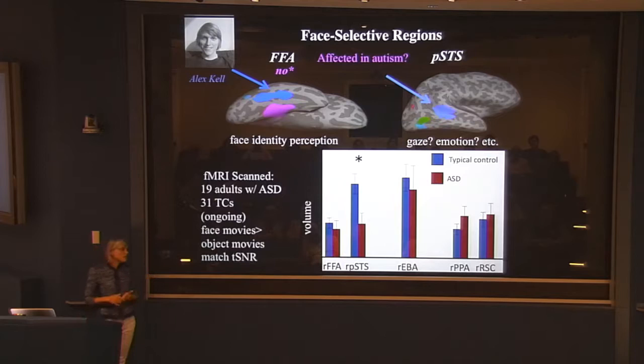Yes, these regions are bigger in the right hemisphere than the left, and there's no difference in the degree of lateralization of these regions between the autism and typical subjects. But I'll get to lateralization when we get to language, where we do see differences in autism.